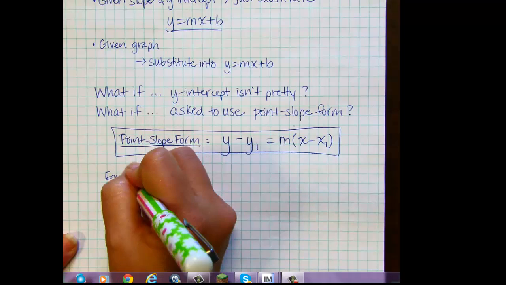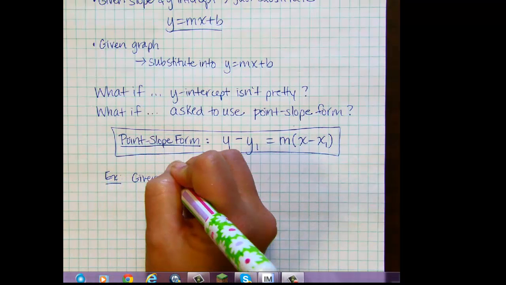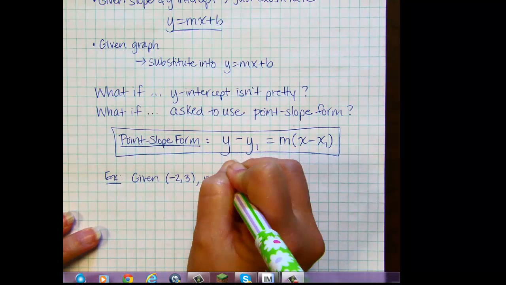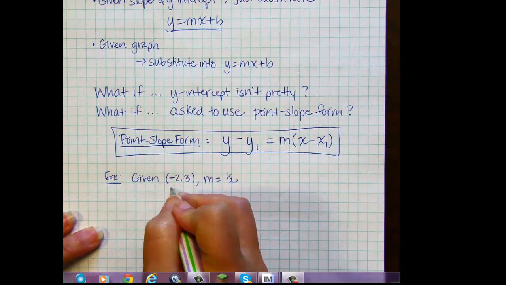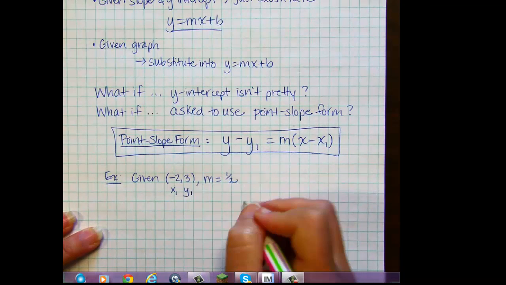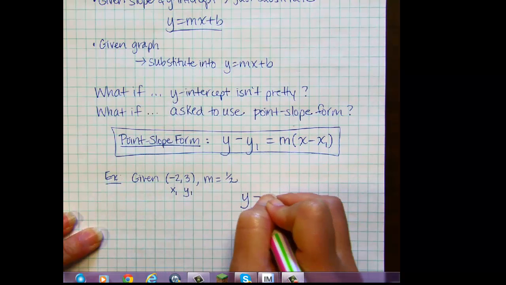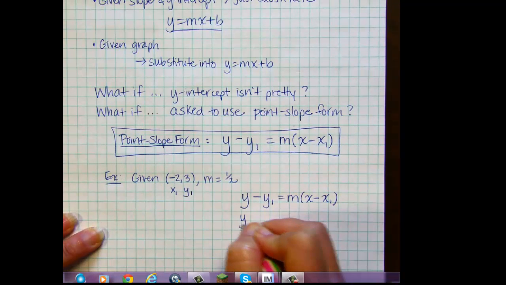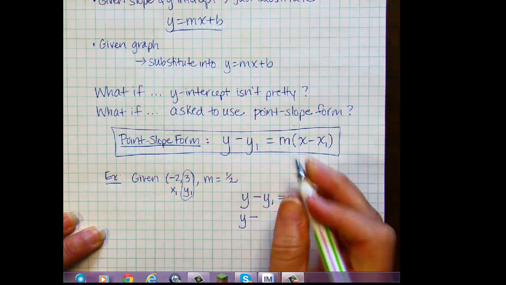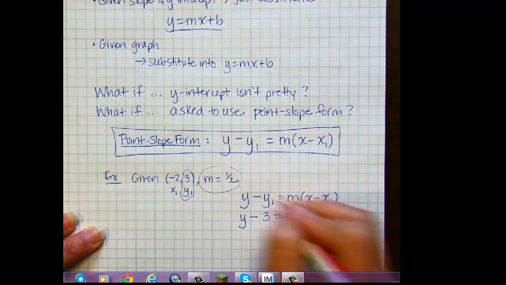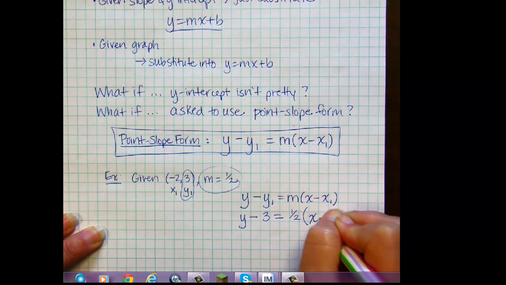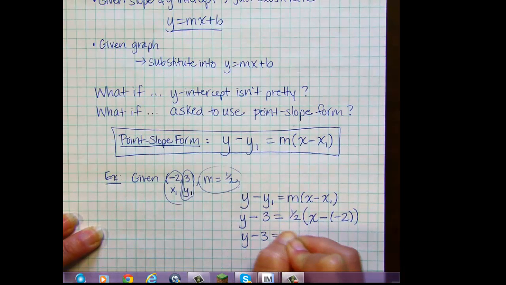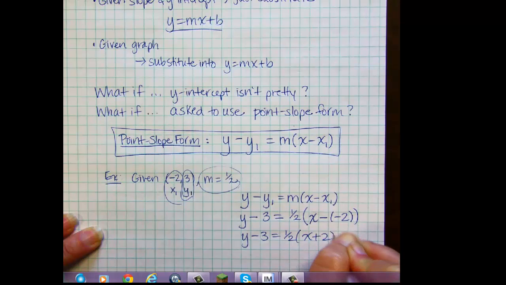Okay. Let's say you're given the point negative 2, 3, and a line that goes through negative 2, 3 with a slope of 1/2. So I'm going to call negative 2 x1 and 3 y1. That's my point. My slope is 1/2. So we say y minus y1 equals m, the slope, times x minus x1. So you just plug in. y minus, my y value of the point I know is 3, equals the slope is 1/2 times x minus the x value of the point I know, which is negative 2. And then you clean it up. So y minus 3 equals 1/2 times x plus 2. When you subtract a negative, you get a positive.